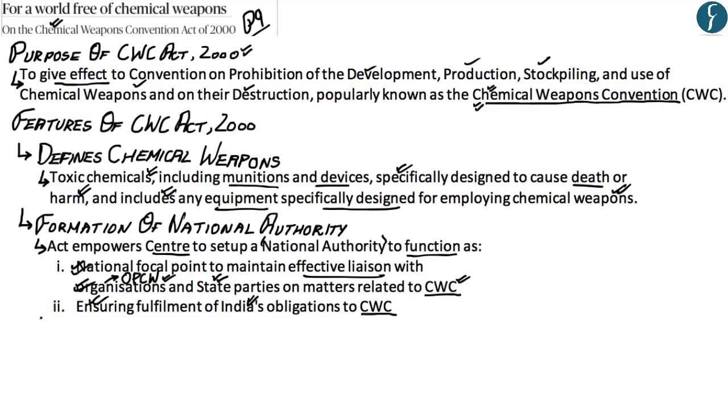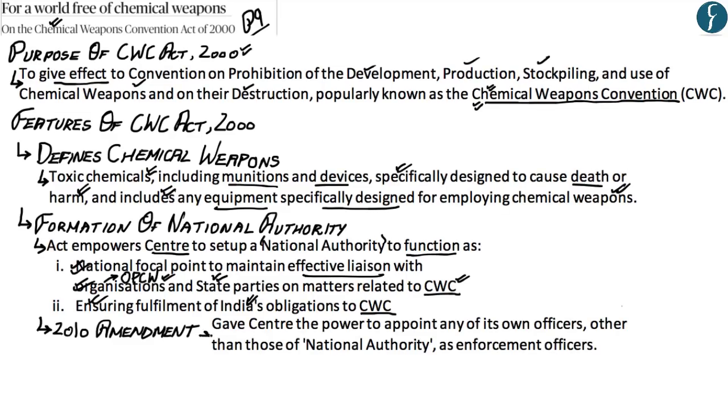Now apart from this, the Chemical Weapons Convention Act of 2000 was amended in 2010, wherein the 2010 amendment gave the central government the power to appoint any of its own officers other than those of the national authority as being enforcement officers.